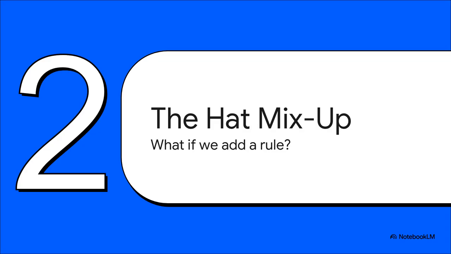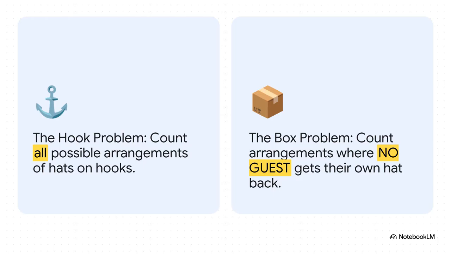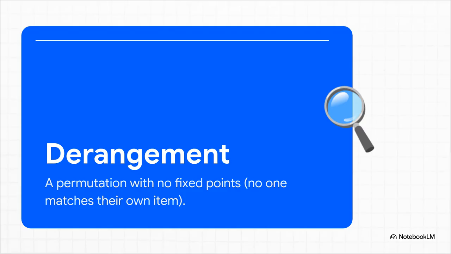Okay, so we've mastered the orderly world of hooks. Now, let's go back to the chaos of the box. We're about to add one simple little rule that changes everything. Nobody can get their own hat. So here's the crucial difference in what we're trying to do. The hook problem was all about counting every single possible arrangement. But the box problem is about counting only a very specific subset of those arrangements, the ones where nobody ends up with their own hat. We're basically filtering for a special condition. And this special no-match scenario also has a fantastic name in math. It's called a derangement. It's a type of permutation, but it comes with that strict rule that nothing can end up back in its original spot.